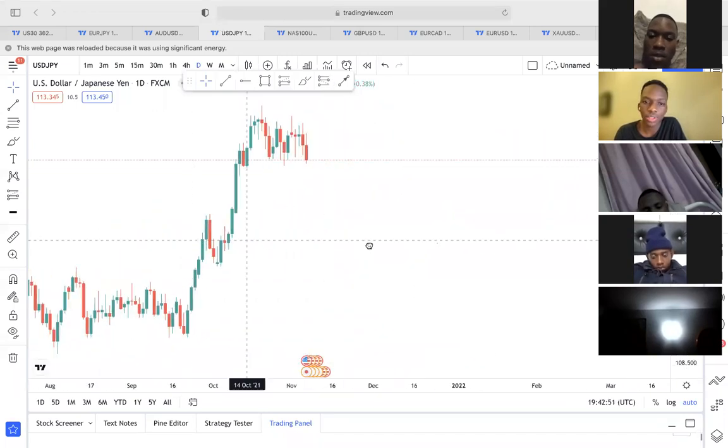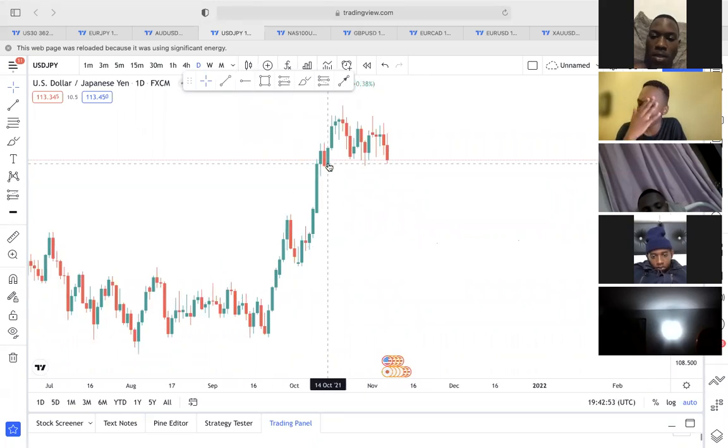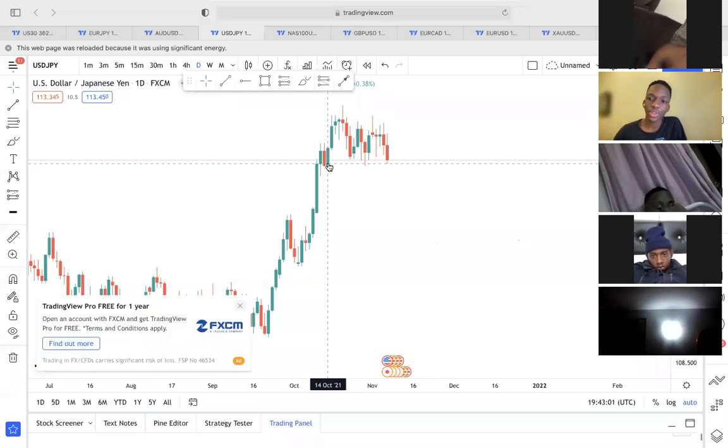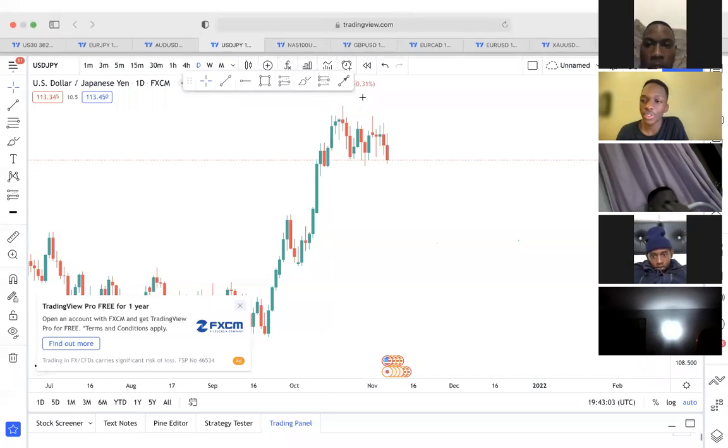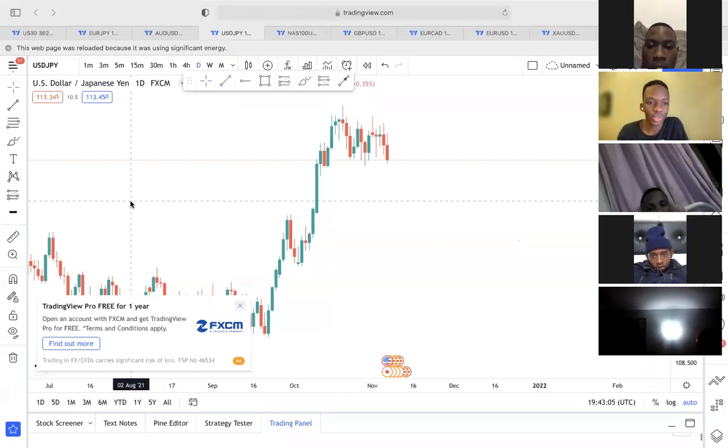No risk, no reward. Open that trade. Don't be scared to open that trade, guys. If it's your lost 500 rand, if it's your lost 1,000 rand, open that trade. You never know. If you're not ready to risk, then you're not ready to be a trader.